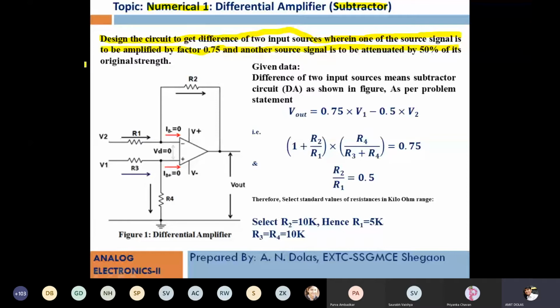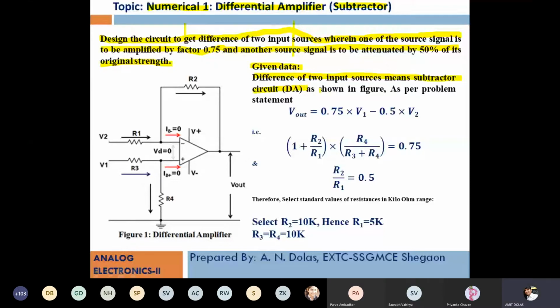From this, to get a difference of two inputs, you have to understand that you have to use the differential mode of operation. Then another given data is what? Difference of two signal input sources means subtractor, which means the differential amplifier circuit. I have used a shortcut here, DA. Capital DA is the differential amplifier circuit as shown in the figure, because the circuit will not change, whatever we have seen before. So the same circuit is here.